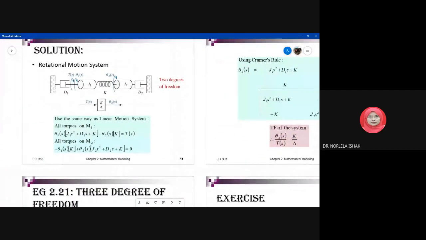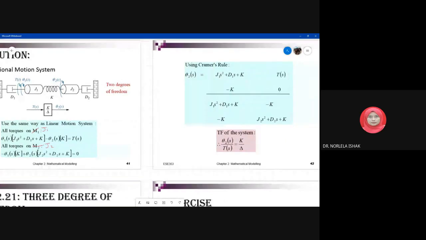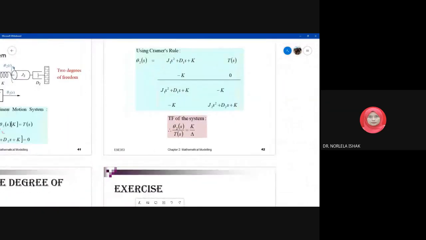This is the equation we derived just now. The label is also wrong, is it? Madam just copied this. This is J1, sorry, this is J2. All torque on J1, all torque on J2. Okay, this is using Cramer's rule, so you get the transfer function.